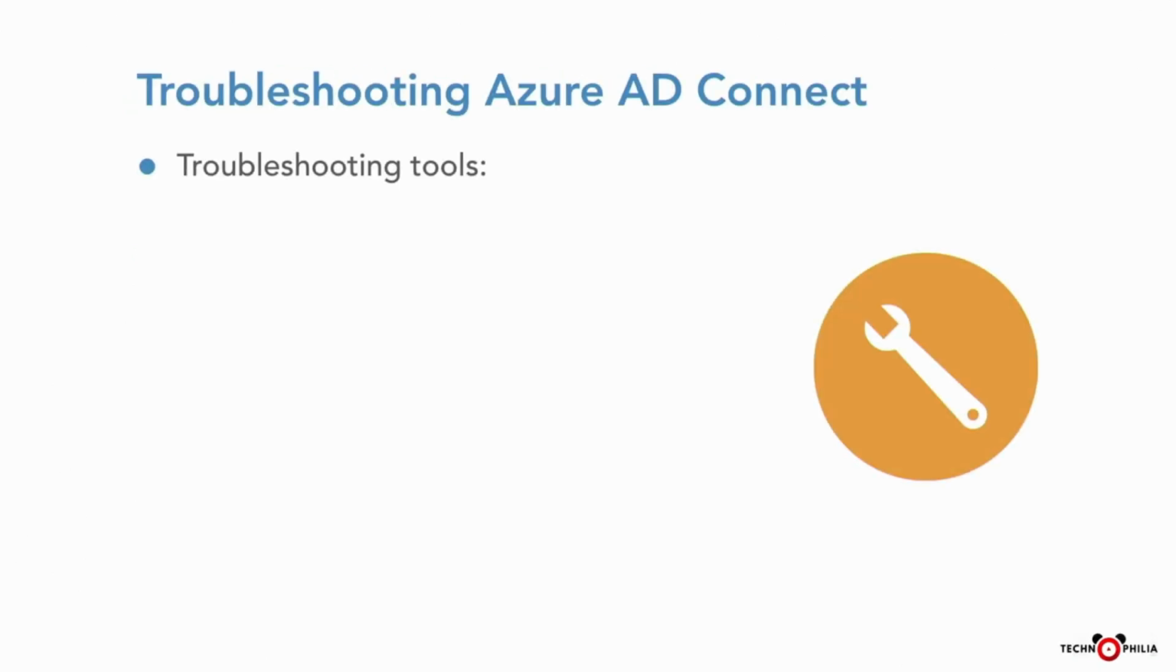There are several troubleshooting tools that you can use to resolve such problems. These include the Azure AD Connect Wizard. You can use PowerShell on your Azure AD Connect server to start the wizard and then troubleshoot object synchronization. Another tool is Azure AD Connect Health, which allows you to monitor and manage the health of the sync process.